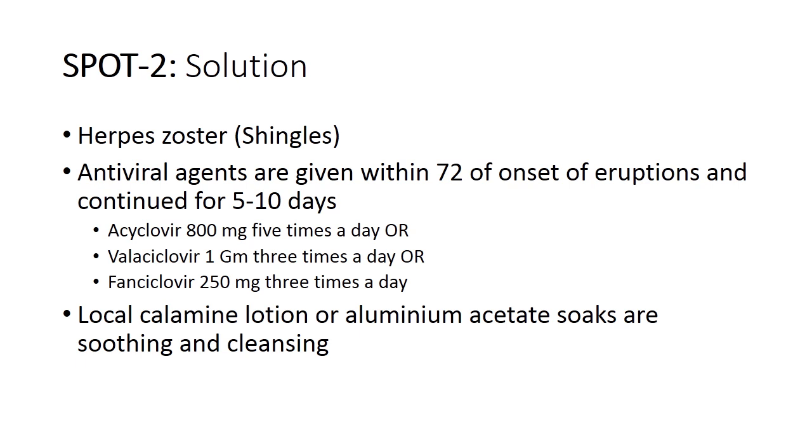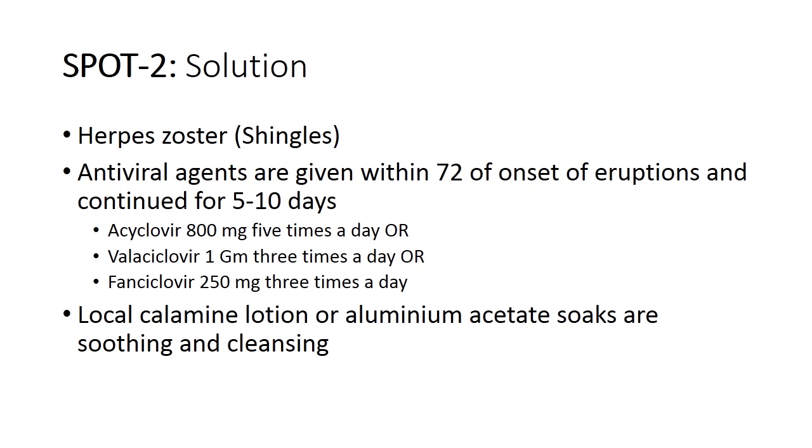Clinically relevant questions. The diagnosis from the pictorial is simple, and that is herpes zoster, also known as shingles. And antiviral drugs are given but must be given early, within 72 hours of onset of eruptions, and they can be continued for 5 to 7 or even up to 10 days. Acyclovir, valacyclovir or famciclovir can be given.